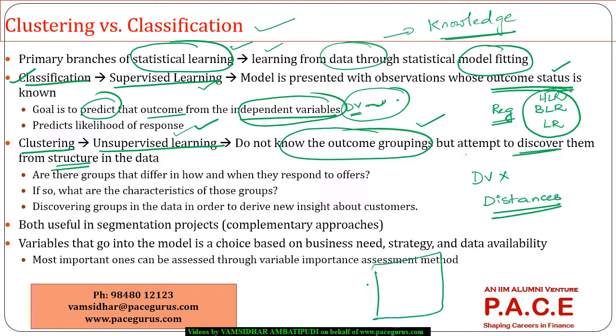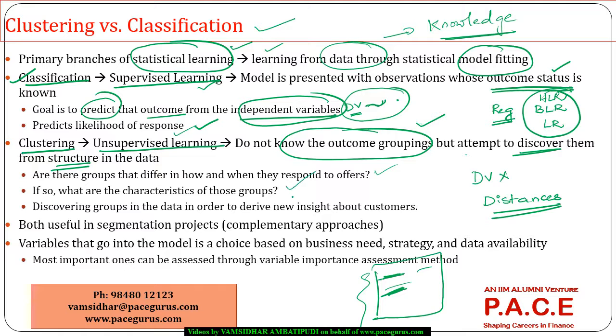So basically, some of the things that we are trying to observe: I have my data. Do I know that there are some groupings within this data? Are there groups that differ in how and when they respond to offers? Marketing-wise, this is the whole database. But can I really identify that this set of customers respond in one way, and this group of customers respond in some other way? Can I identify the different groups present in the data, which differ across their response to a particular set of offers?